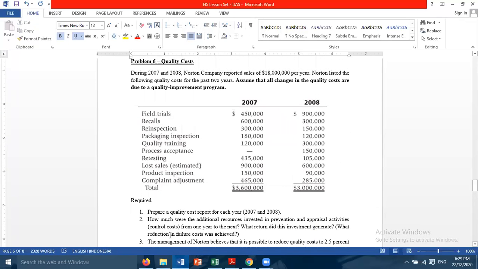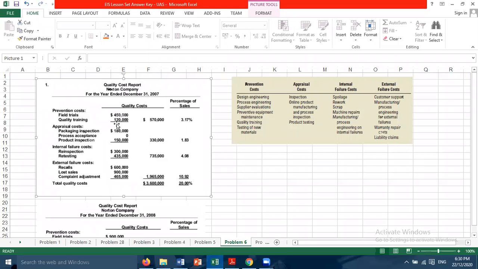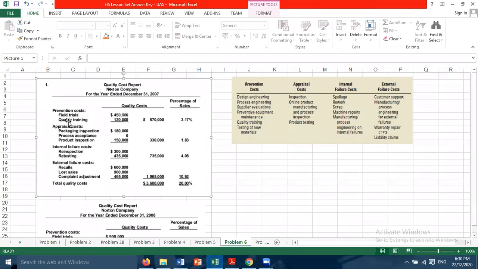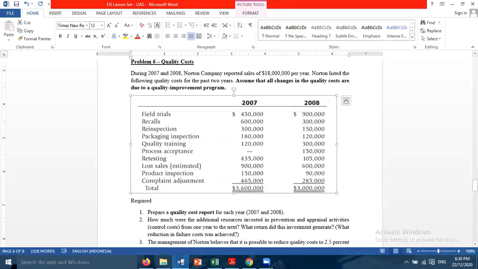All right. So first, we need to prepare a quality cost report. So what exactly is a quality cost report? Well, a quality cost report is similar to the one given here, except that we need to categorize each activity based on each category of quality cost. So like I mentioned, what we need to do is drag or categorize these based on which ones are prevention, which ones are appraisal, which ones are internal failure, and which ones are external failure. Okay, so in this case, let's say the first one, field trials. Okay, so field trials can be considered as prevention costs. Then next, quality training here.